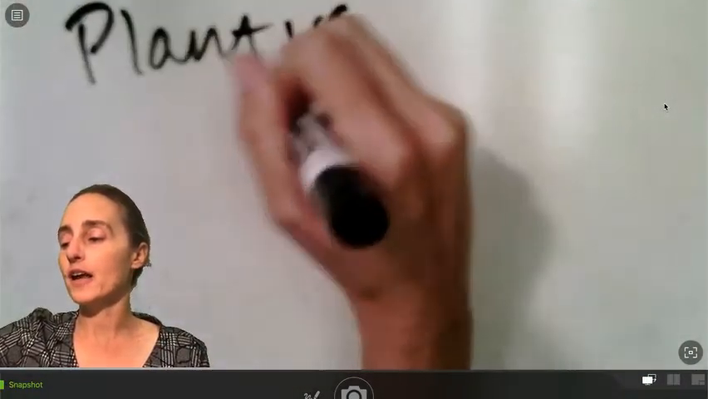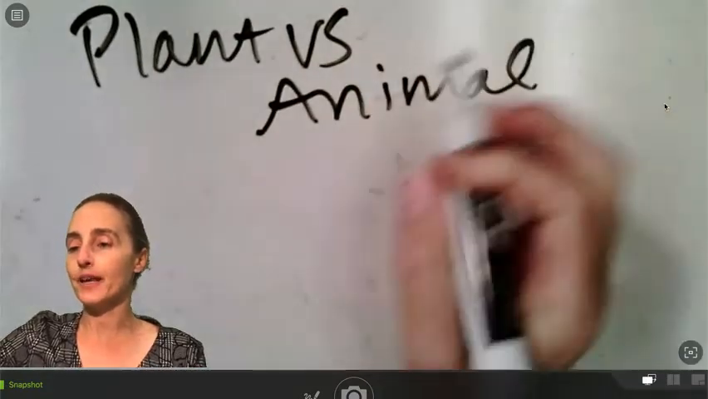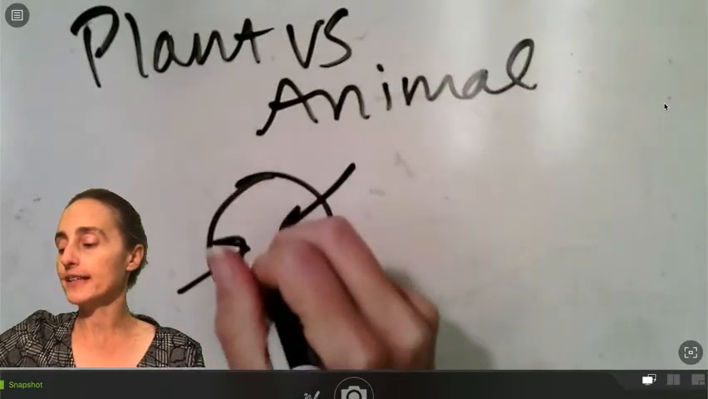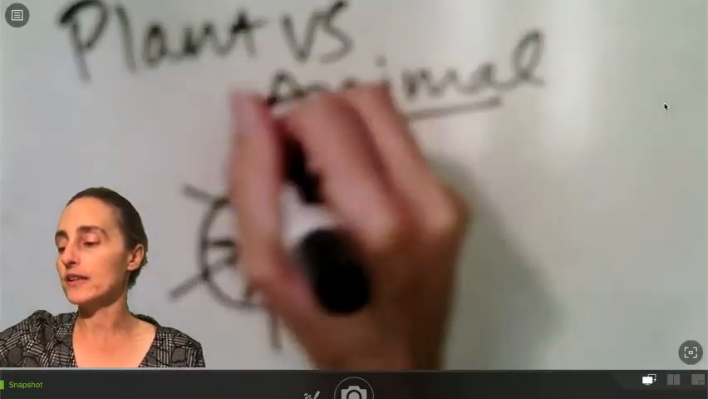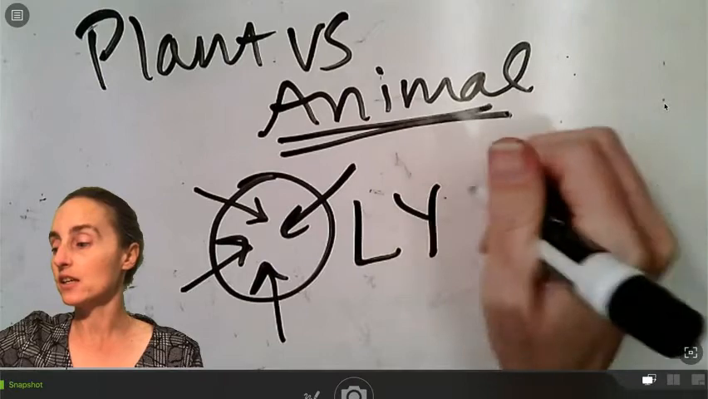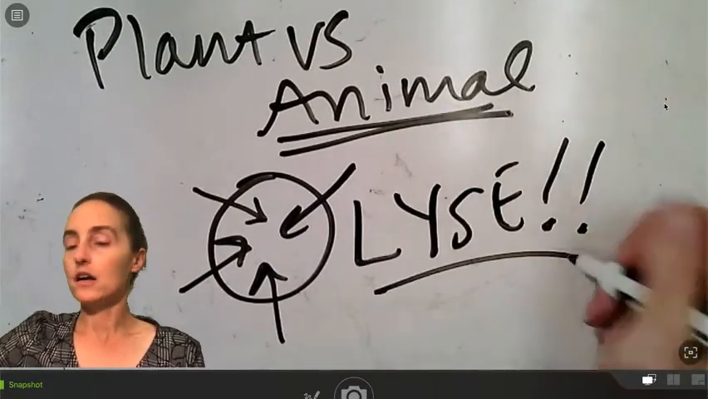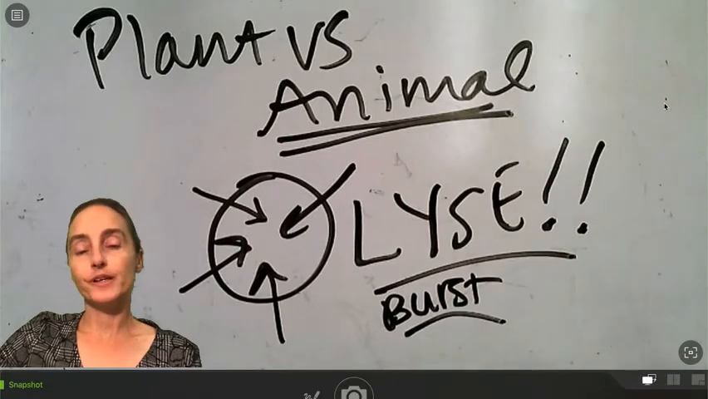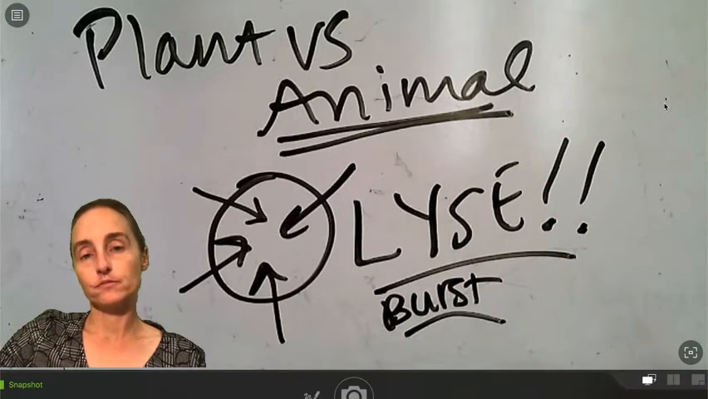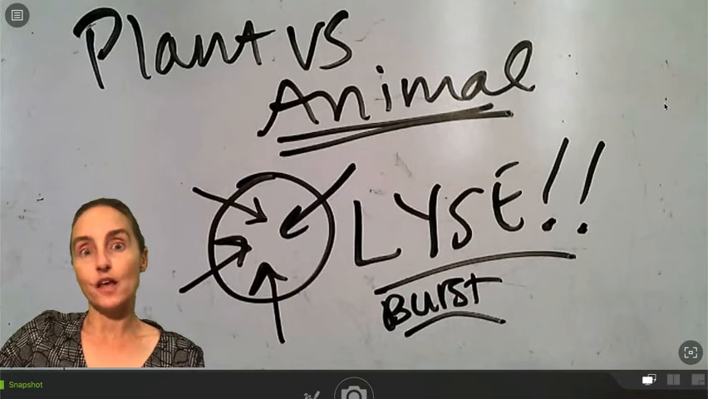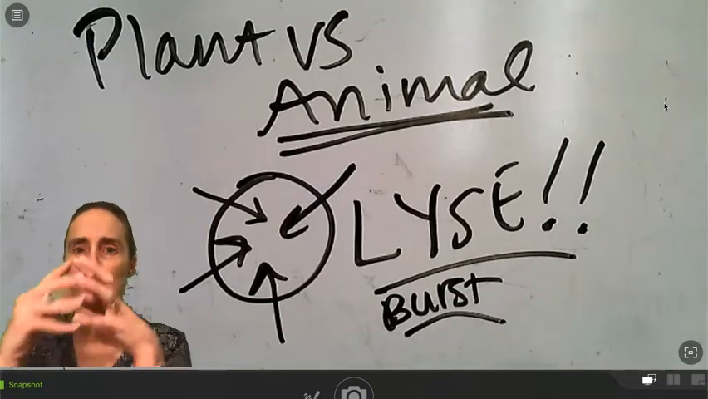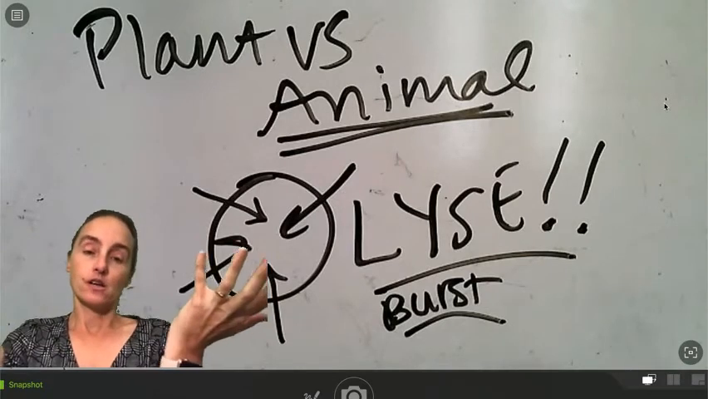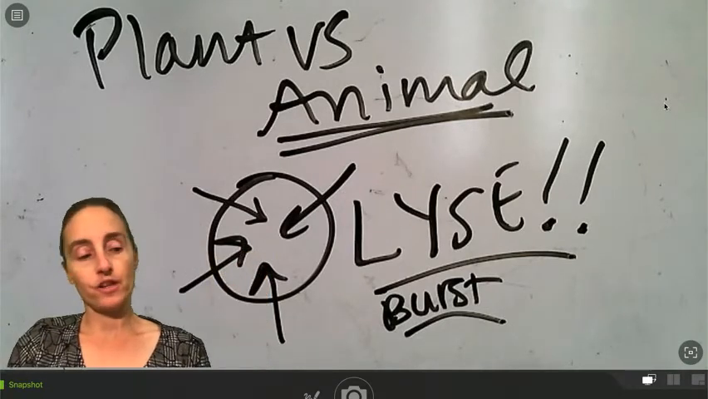Plant versus animal. What's going to happen if your cell gets a bunch of water in it like that? If it's an animal cell, then it could lyse. Burst. But plant cells don't burst. Plant cells have a cell wall, and it keeps them from bursting. They just get really fat, and the cell wall holds them together. They don't burst, but they get really fat.